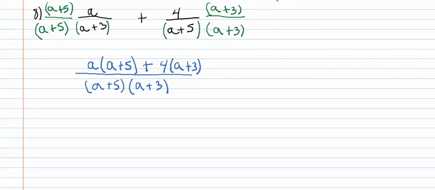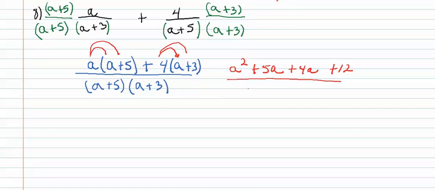Okay, my next step to this is now I have a distributive property. So now I have a squared plus 5a, and then here I have positive 4a, and then I have a positive 12, all over a plus 5 and a plus 3.